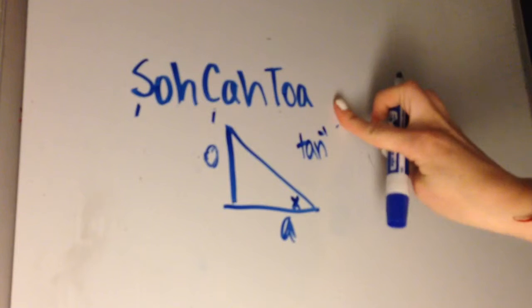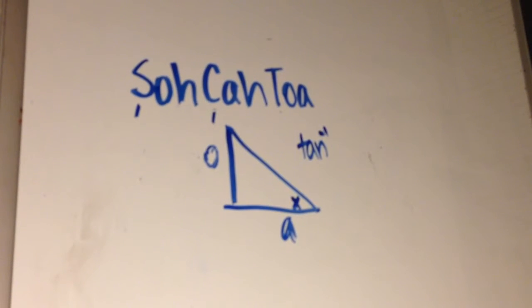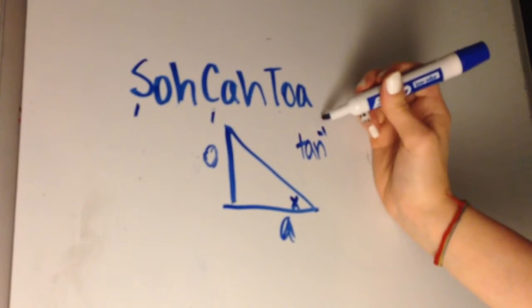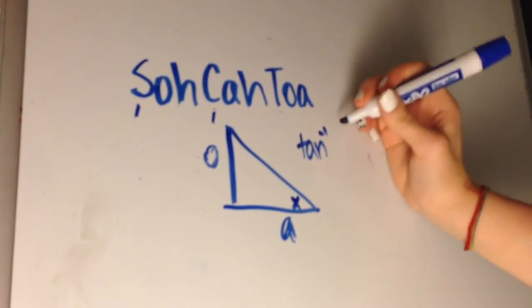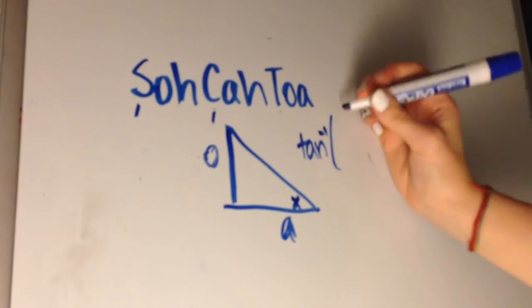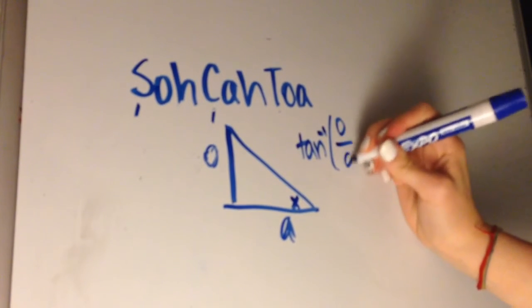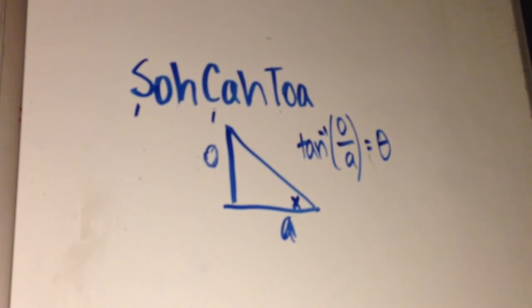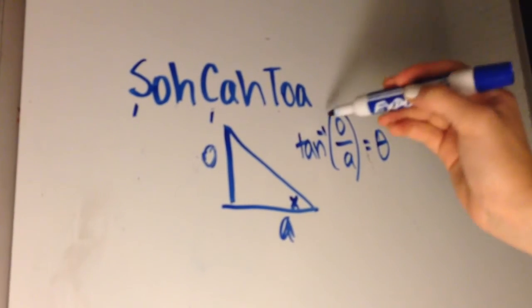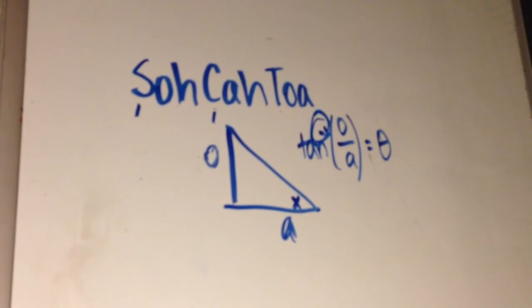negative 1. I forgot to mention that earlier. When you use these inverses, you need to use the button with the negative 1 next to the trig function. So it's tangent negative 1 of opposite over adjacent equals that angle measure theta. And that's very important. The negative 1 is what makes it the inverse of the function instead of the function itself.